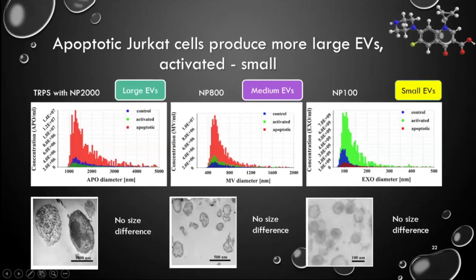Not surprisingly, the data from the Q-Nano TRPS with the different membranes showed that apoptotic Jurkat cells produce more large and medium-sized EVs, with no difference between the control, activated, and apoptotic samples. And activated Jurkat cells tend to produce more small vesicles, which you could appreciate here in the green.